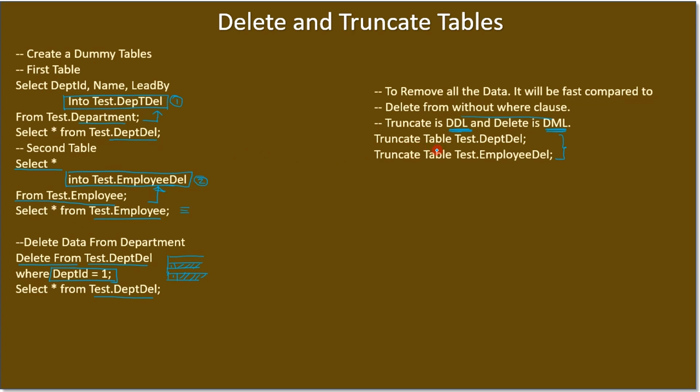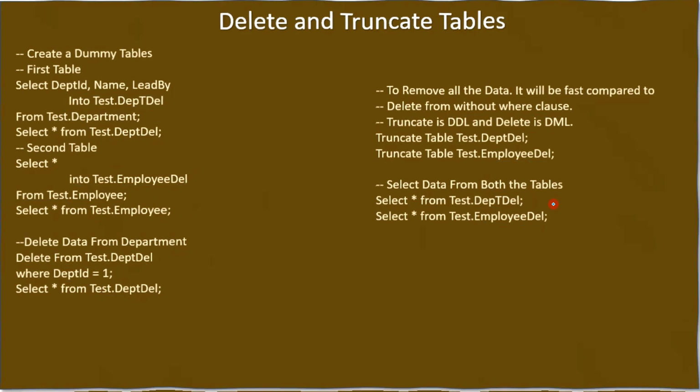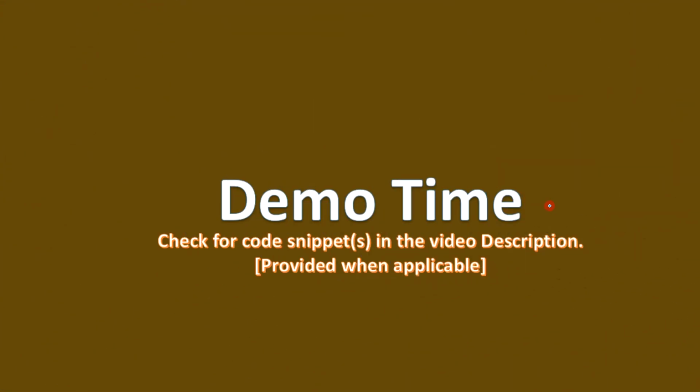Here we are running the truncate table, deleting department del as well as employee del. We are truncating both the tables. After the truncate we are running a test statement to select all the records from both the tables to make sure both the tables do not contain any records. Now let's go to the demo and experiment delete as well as truncate.